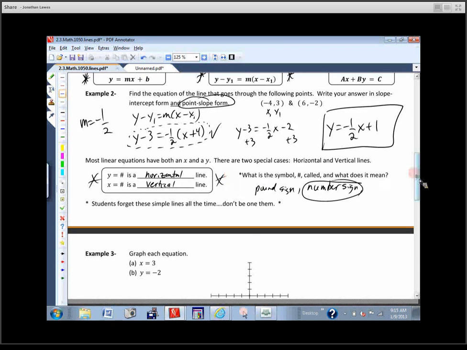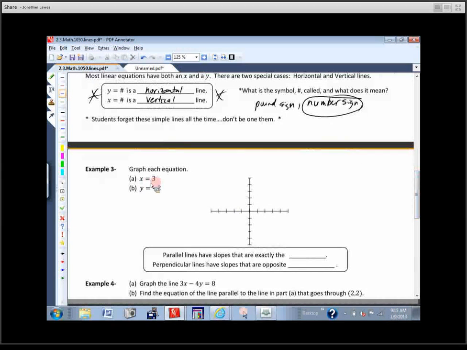So x equals a number. That is a vertical line. And this is a horizontal line. And I'm going to do 2 different colors here. So the vertical line, x equals 3. That means we go to 3 on the x-axis. And there's no condition on what y can be. All we have to do is make sure that x is 3. You can go as far up as you want or as far down as you want. So there's our vertical line of x equals 3.